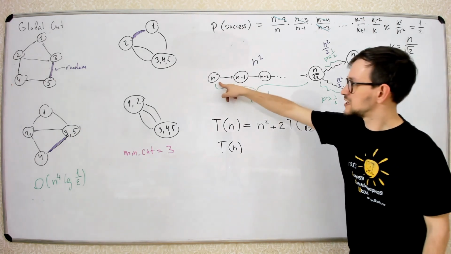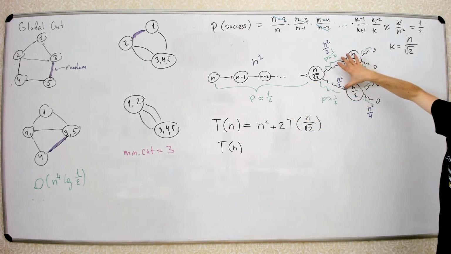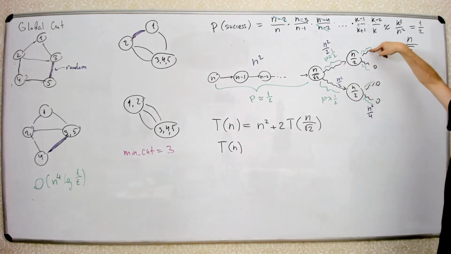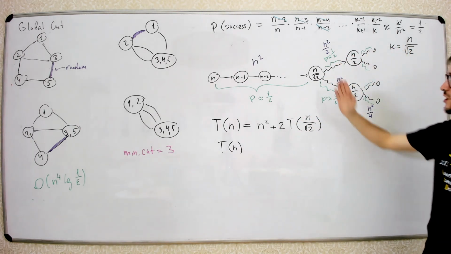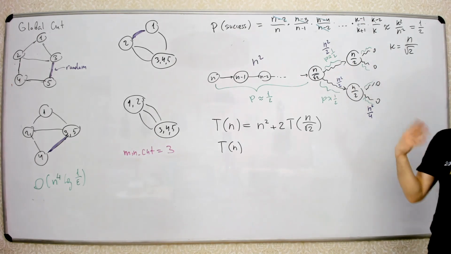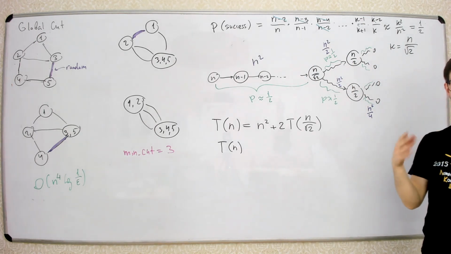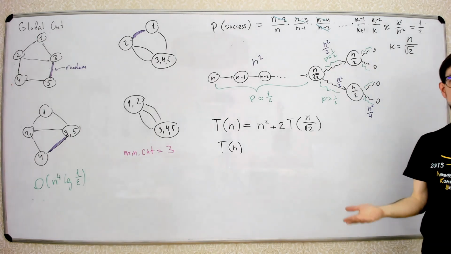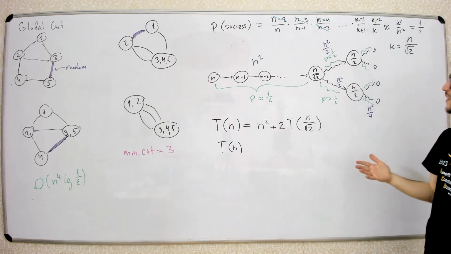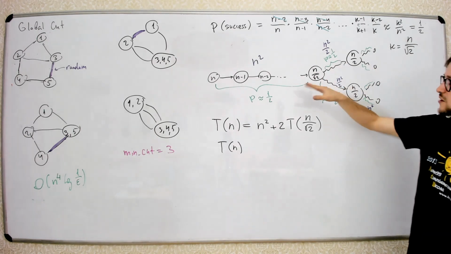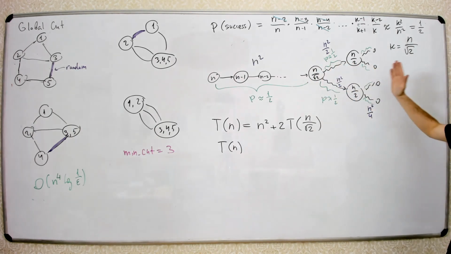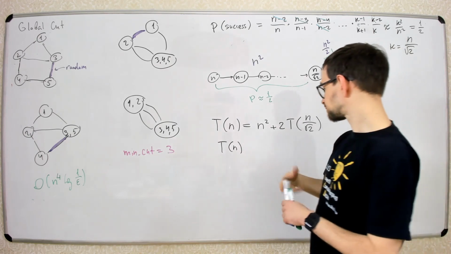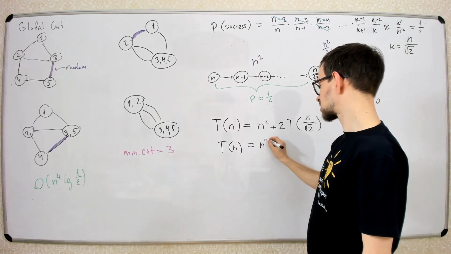So the time complexity here is n squared. The sum of these 4 complexities is also n squared. So in each layer, the total time complexity is n squared. Now we just need to calculate the number of layers. The number of layers is log n. So we have log n layers, and in each layer, the total time complexity is n squared. So the complexity here is actually n squared log n.